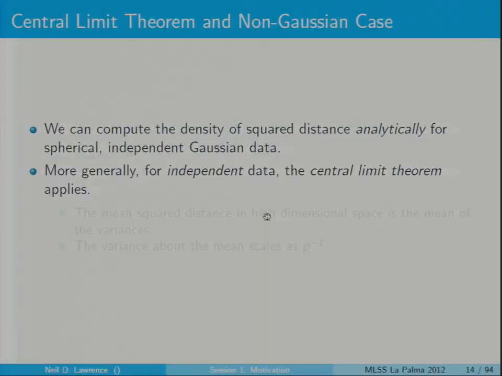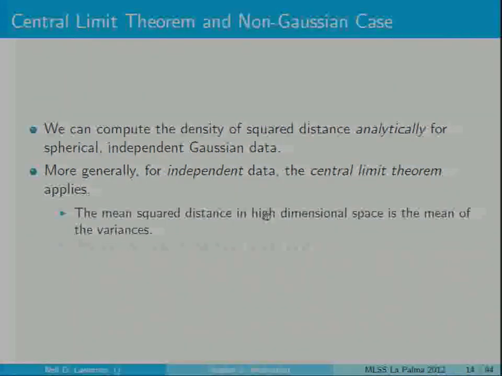Okay, so that seems to be a bad thing about Gaussians, so you might think you shouldn't use Gaussians. But actually, for any data where you've got independence over features, the central limit theorem applies to these sums we're taking, and the same results come out. They just don't come out quite so nicely and analytically in the low sample area. You get exactly the same thing going on. The variance about the mean scales as 1 over p. So any distribution you sample from independently will lead to these different effects.